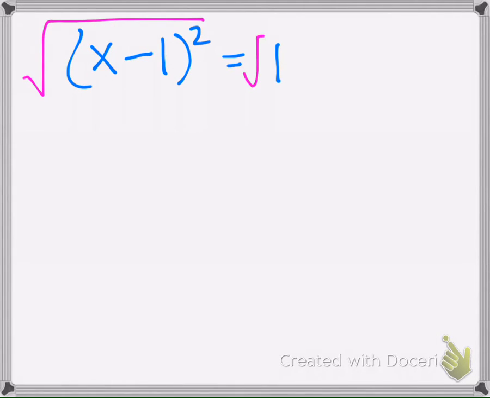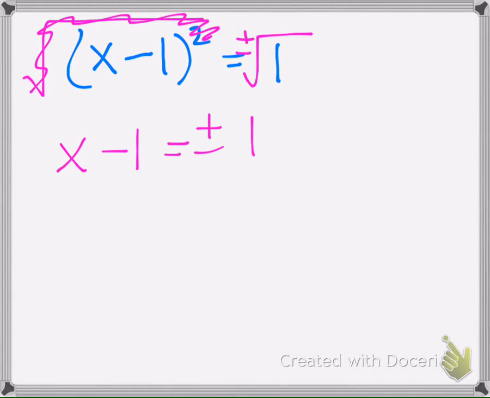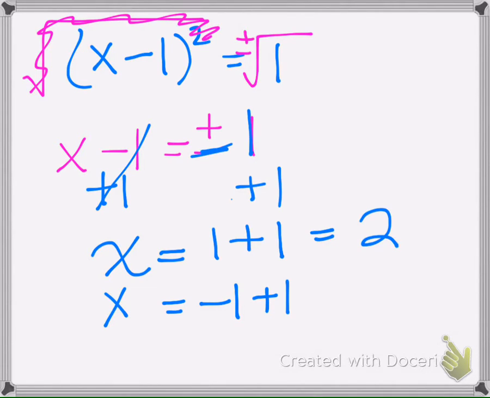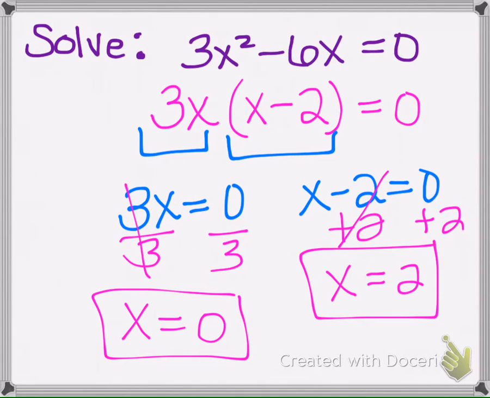So now that we have completed the square, we can now solve this by square rooting both sides. Remember, we need a plus or minus when we put one of those in. And the square root of 1 is just 1, so we can get rid of that radical. And then we would get x equals 1 plus 1, and x equals -1 plus 1. So that would be 2 and 0. So x is 2 and x is 0, which is the same thing we got using factoring. 0 and 2.